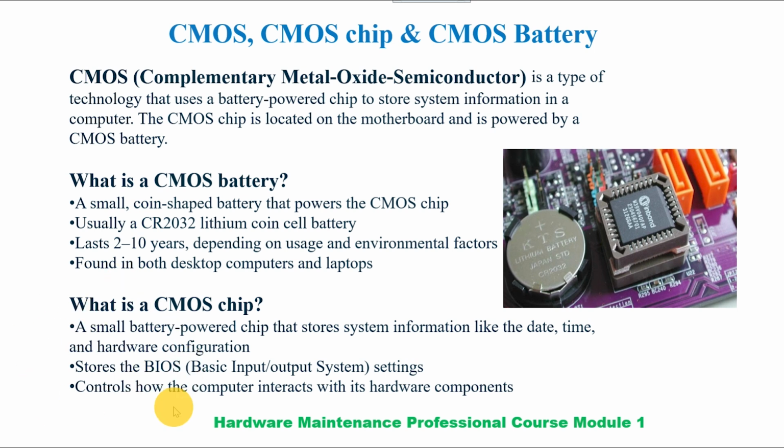What is a CMOS chip? A CMOS chip is a small battery-powered chip that stores system information like the date and time and the hardware configuration. It stores the BIOS information. BIOS stands for Basic Input and Output System. It holds settings and controls how the computer interacts with its hardware components.